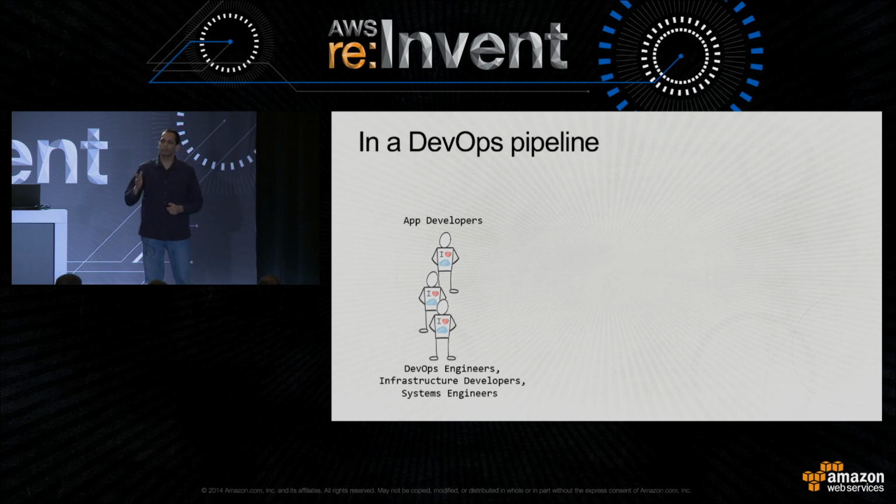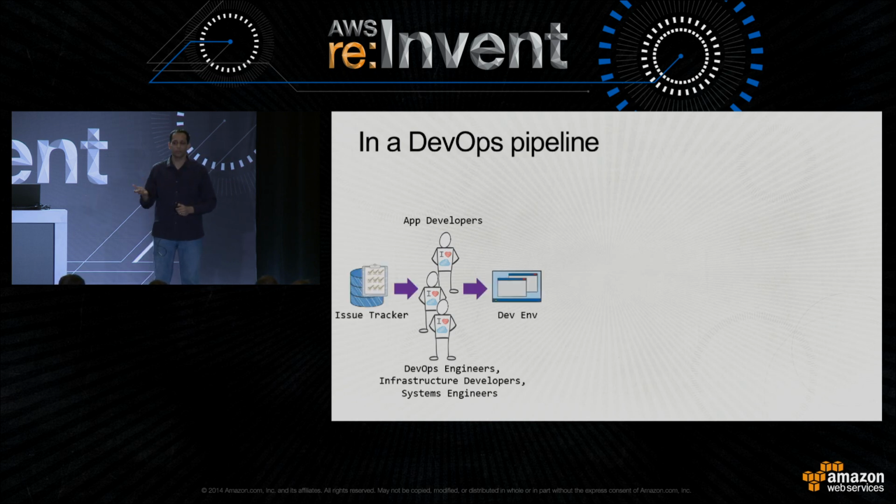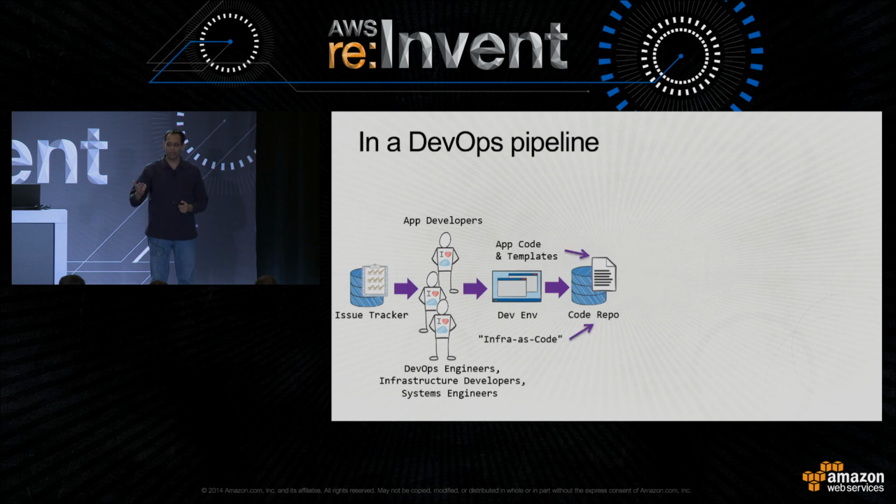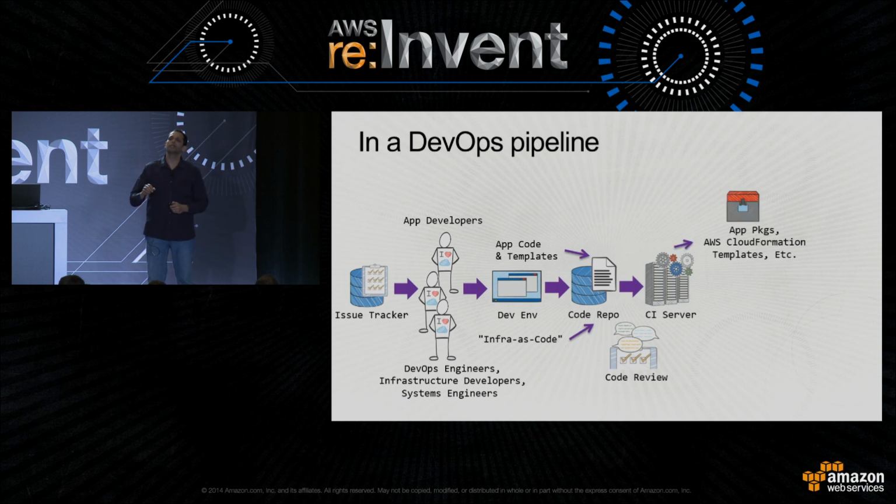And both of these groups follow the same tool chain: issue tracking, using Visual Studio, Eclipse, any other development tool, code repositories which host the application code and also the CloudFormation templates. And they follow processes like code reviews. And they are using continuous integration. And that continuous integration server not only builds application packages, but it also packages the relevant CloudFormation templates with them.